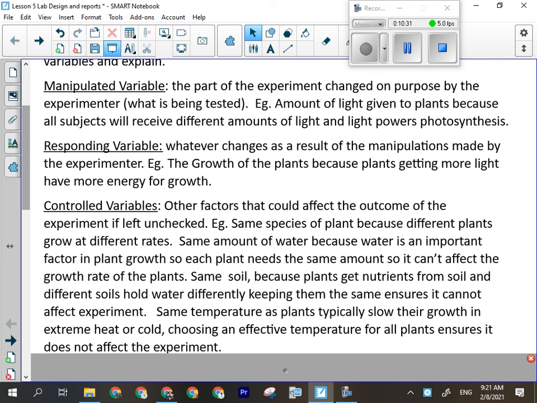Same temperature, plants typically slow their growth in extreme heat or cold. Choosing an effective temperature for all plants ensures it does not affect the experiment. I've identified these are things that could affect my experiment. I'm going to control them by doing this. I explain each one separately. The most common thing I see for people doing this one wrong is they say, here are the controlled variables, we kept them all the same. Great, but that's not a 5 out of 5 explanation. Everybody with me there?